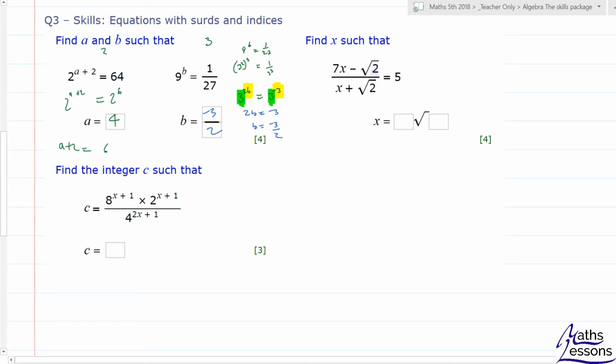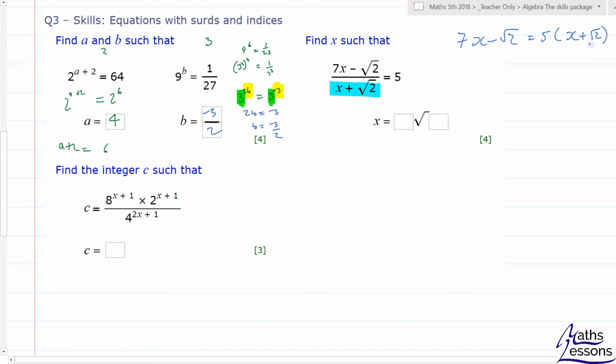So what we're going to do is times by the bottom. That's how you get rid of the fraction. So I'm going to times both sides by x plus the square root of 2. Get rid of the fraction. Don't like fractions. So we times the left-hand side, and that just means we're left with 7x minus root 2. Times the right-hand side, we get 5 times x plus the square root of 2.